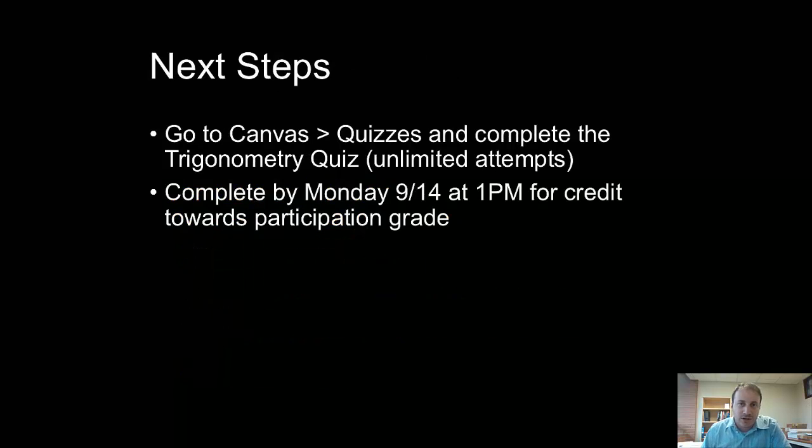The next steps are to log into Canvas and look under quizzes and complete the trigonometry quiz. I'm not grading these quizzes. You get unlimited attempts, and all it's going to do is count towards your participation grade. If you complete these by Monday, September 14th at 1 p.m. before class begins, you will get credit towards your participation grade on your final grade.